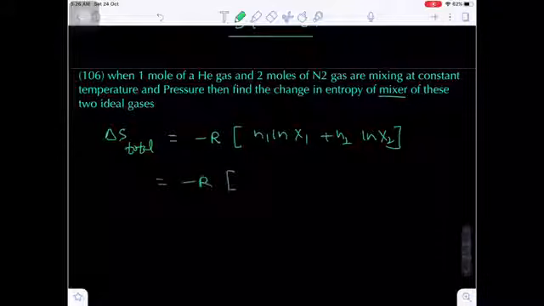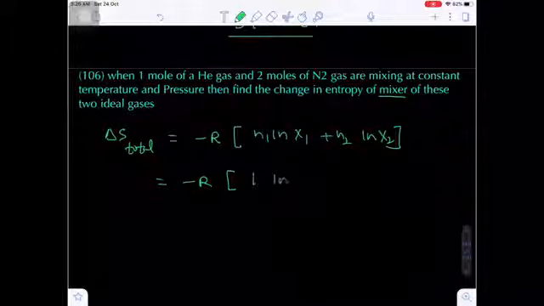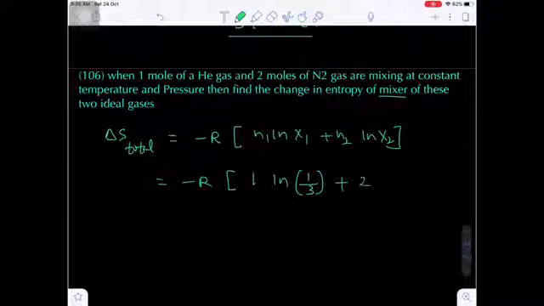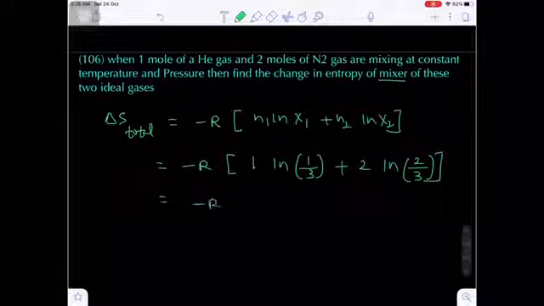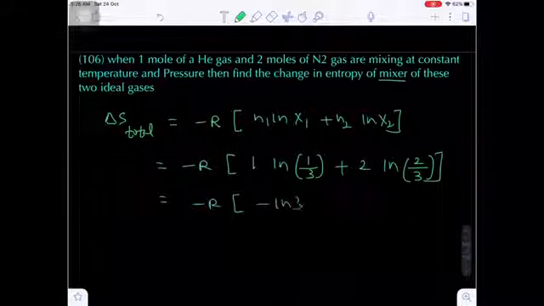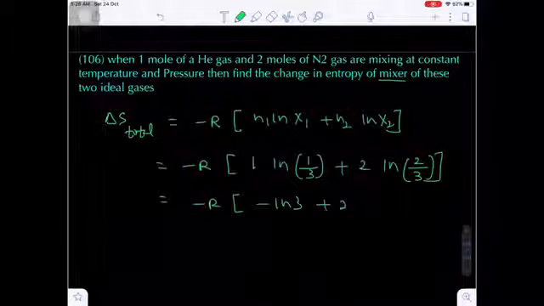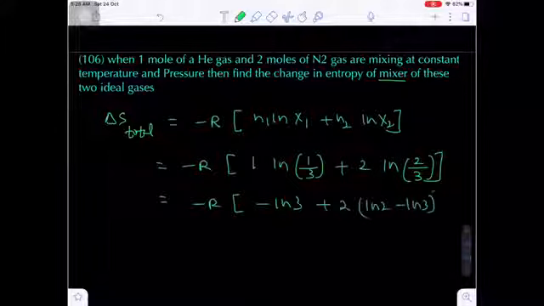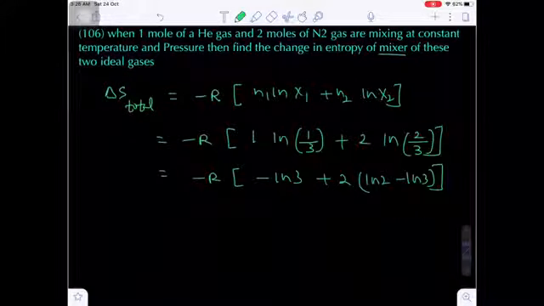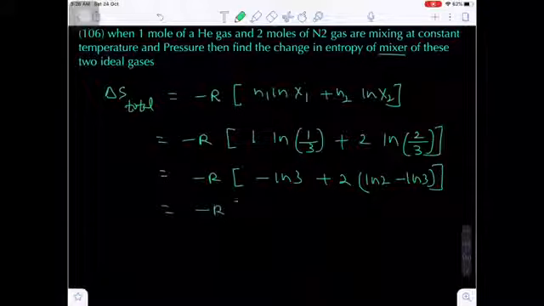Okay, now I am writing the minus R as it is. First gas 1 mole, ln mole fraction will be 1 by 3 in case of the first gas, plus second gas moles 2, ln second gas mole fraction will be 2 upon 1 plus 2, that will be 2 by 3. Are you getting my point? Now this is equal to minus R into minus ln 3 for the first one, plus 2 into ln 2 minus ln 3, because log of A by B is nothing but log A minus log B. Are you getting my point?